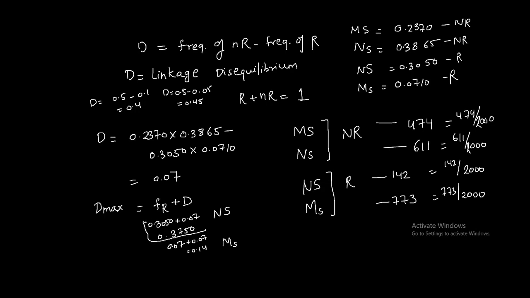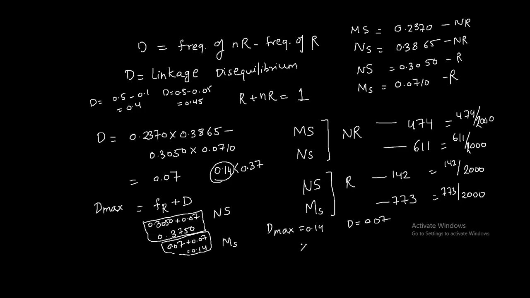Okay, one is the recombinant NS and the other one is the recombinant M and S. Can you tell me, is 0.14 higher than 0.37 or is 0.14 lesser than 0.37? Simple question, but let's say, so definitely 0.14 is less than 0.37. So your D max is going to be equal to 0.14. So now if I am asking you the question, you have the D max value here right now, which is 0.14, and you have the D value which is like 0.07.